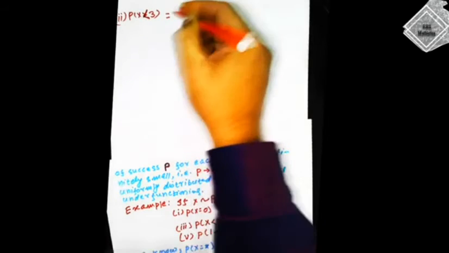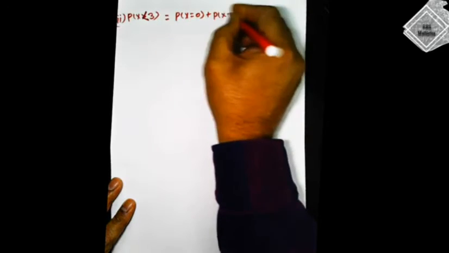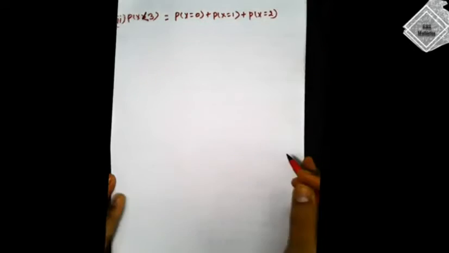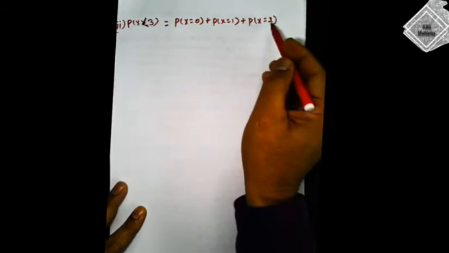In this case, you know that if this is P(X < 3), you can write P(X = 0) plus P(X = 1) plus P(X = 2). We don't write P(X = 3) because according to this inequality inside the bracket, it doesn't include 3. Therefore, we write up to 2.